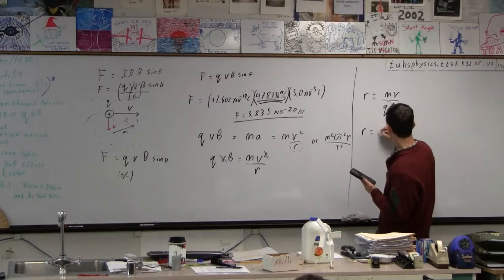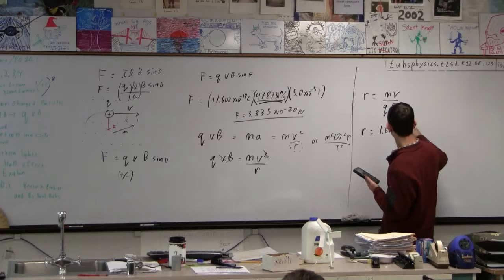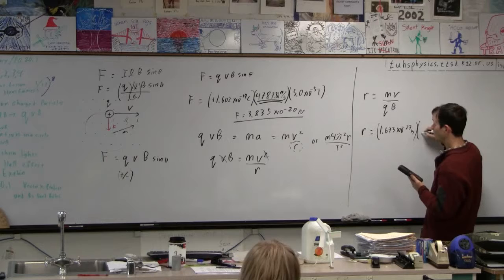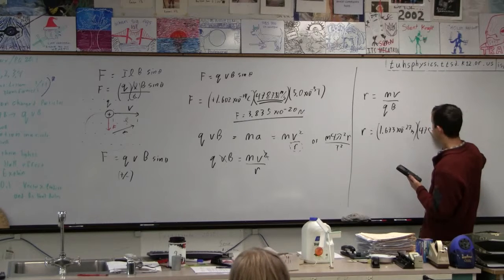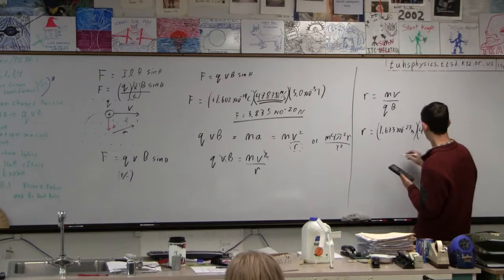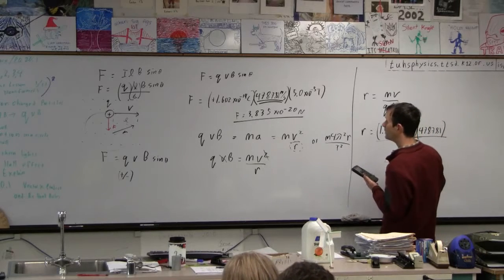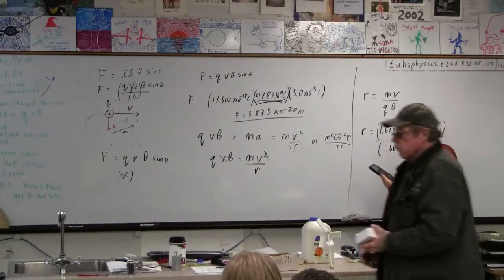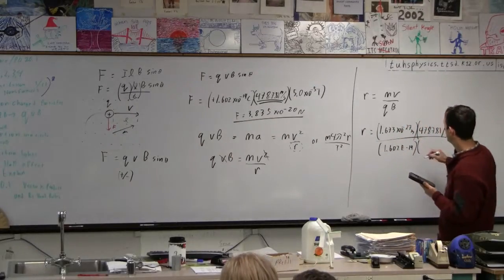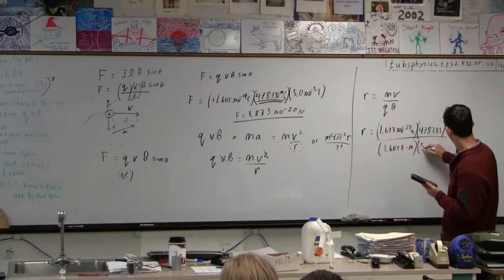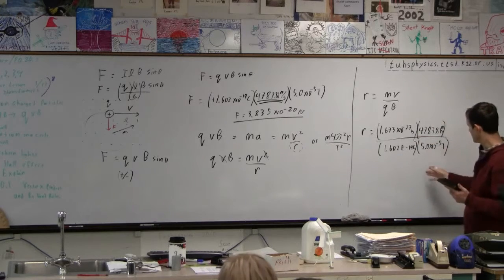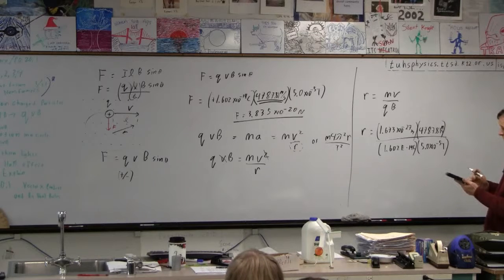So R is going to be 1.673 times 10 to the minus 27th kilograms, its velocity is 4787.81, divided by charge, which is 1.602. And then the magnetic field is 5. Somehow all these units must end up being meters, yeah?